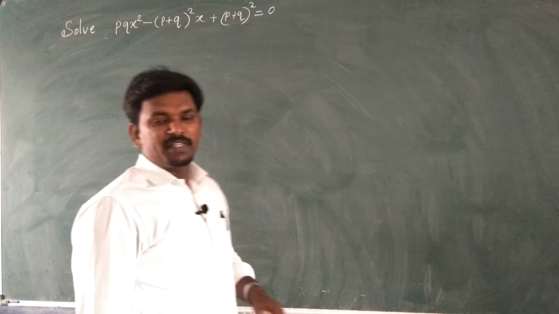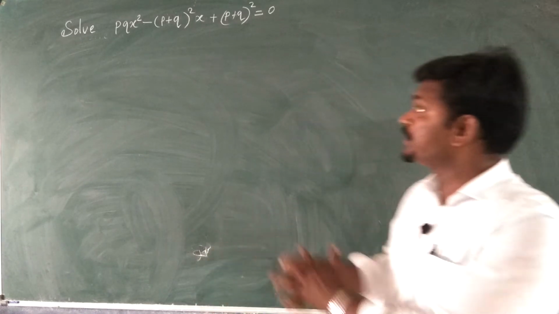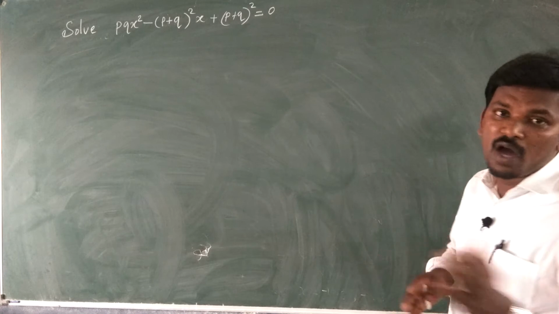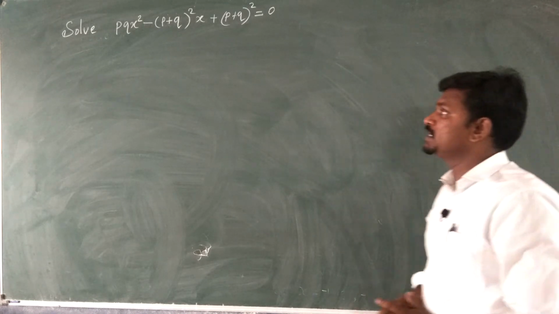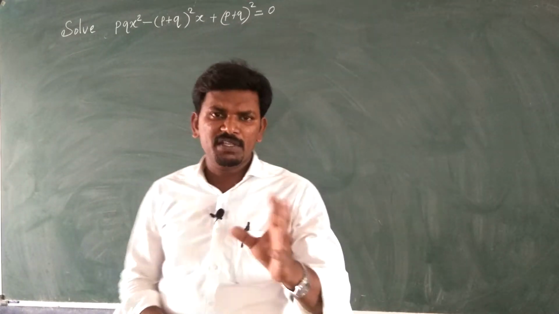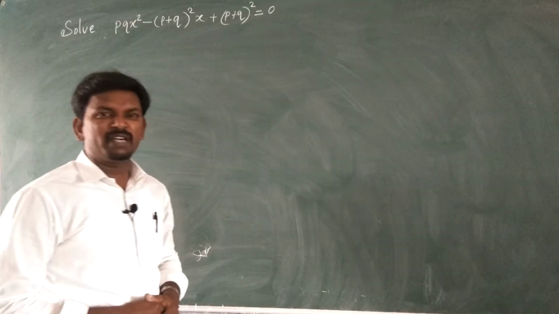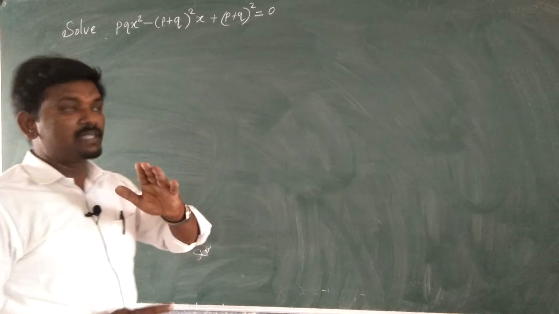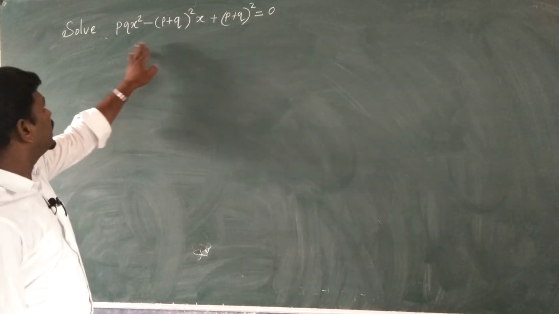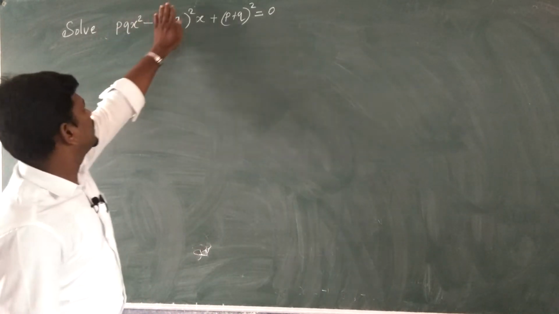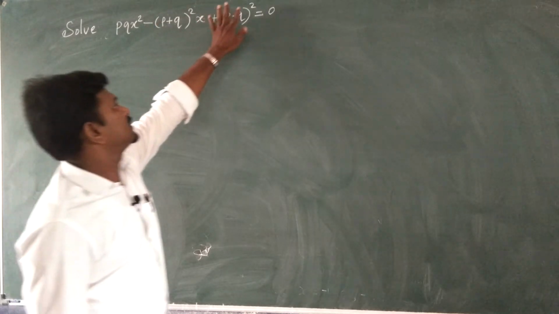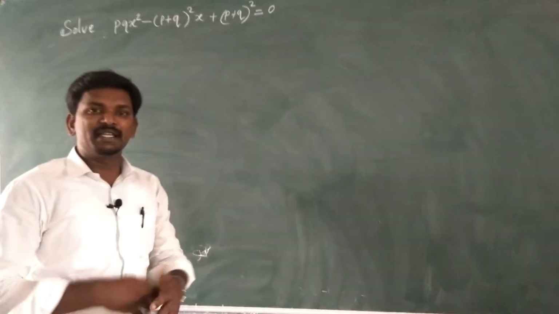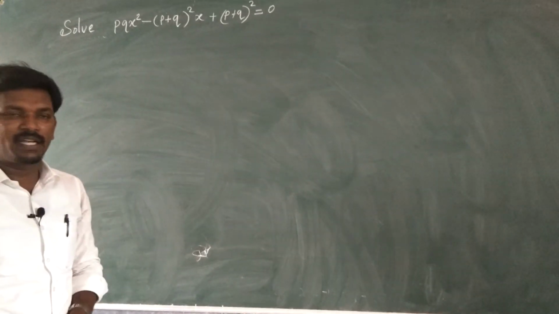Hello students, in this video we are going to see how to solve this given equation. It is a quadratic equation, so we have to use the formula method to solve it. When we solve a quadratic equation, first we have to check whether it is in the form ax square plus bx plus c is equal to 0. So it is already in the form of this general structure.